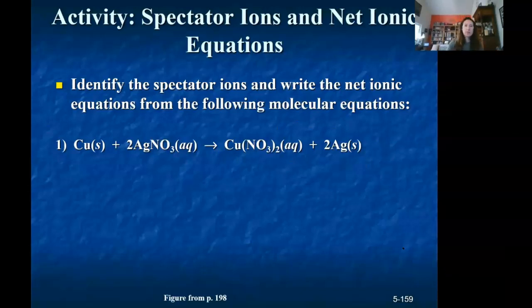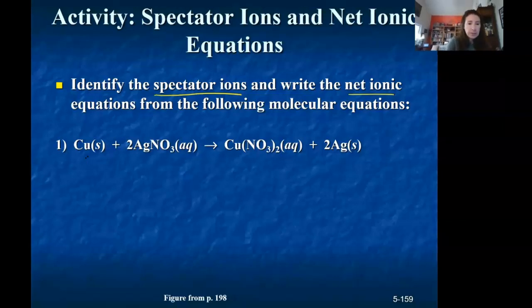Okay, so let's try another one of these. This one asks you to find the spectator ions and the net ionic equation from the following molecular equation. Just for a quick review, what kind of reaction is this? Single displacement. Yeah, it's a single displacement reaction. So now we're going to, first of all, break up all our AQs. Remember, we can only break up AQs. If you're not sure if it's an AQ or not, look at the solubility table, right? That's going to help you.